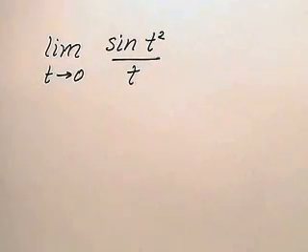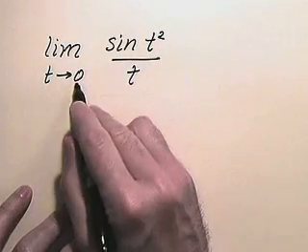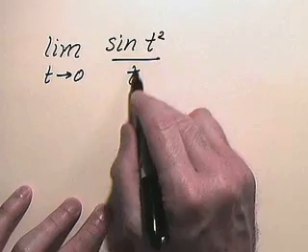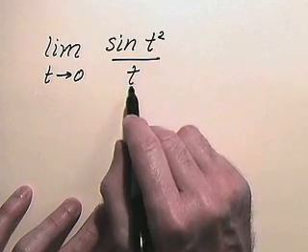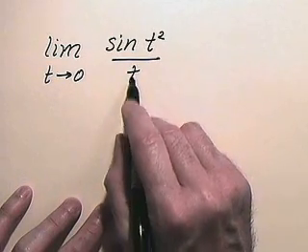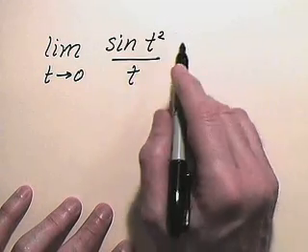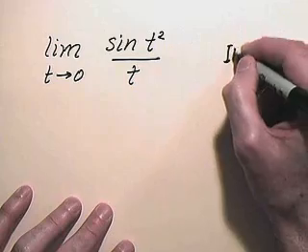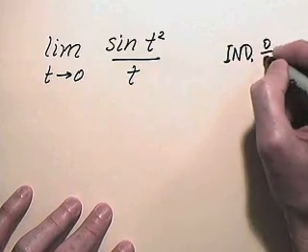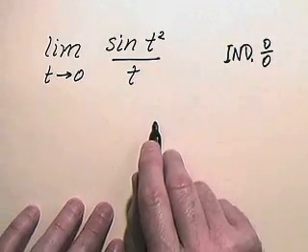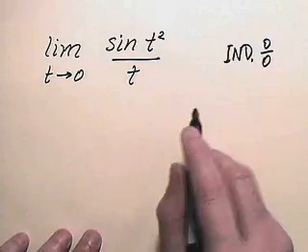All right, let's calculate another limit using L'Hopital's rule. Here, let's calculate the limit as t approaches 0 of sine t squared divided by t. Notice we're getting 0 in the denominator and sine 0 in the numerator, and sine 0 is 0, so this is indeterminate of the form 0 over 0. And so consequently, we can use L'Hopital's rule.